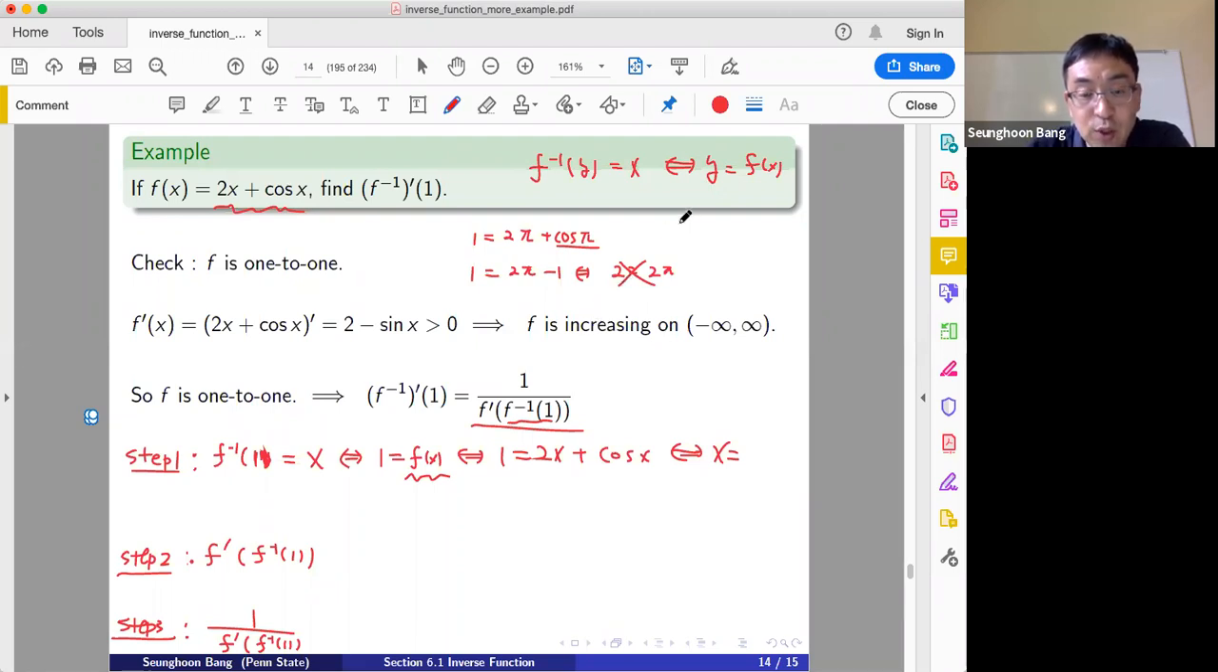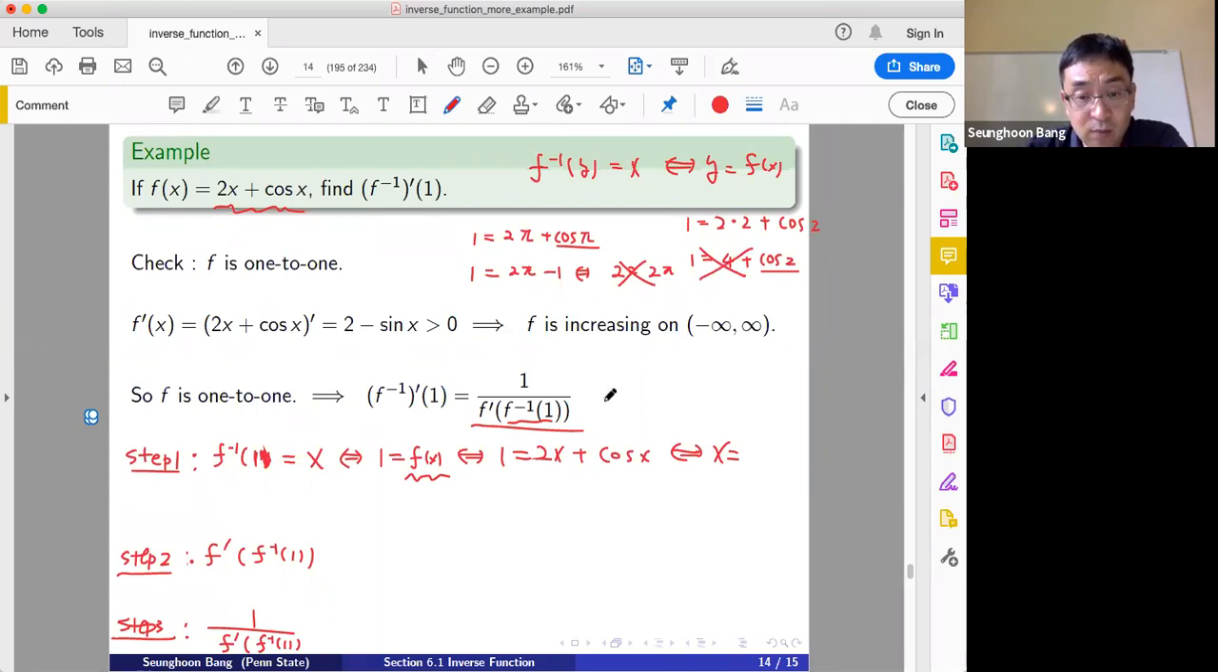Same thing, you can plug 2 into x: 1 equals 2 times 2 plus cosine of 2. So 1 equals 4 plus cosine of 2. The cosine of 2 is between minus 1 and 1, so the smallest value is 3 and the biggest value is 5. Doesn't match. We don't have it.